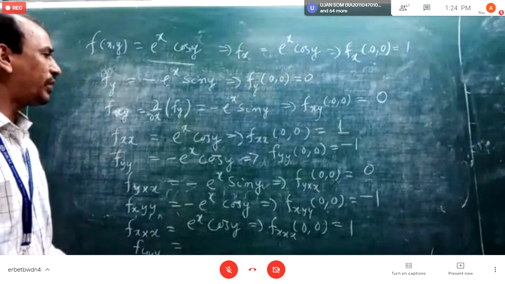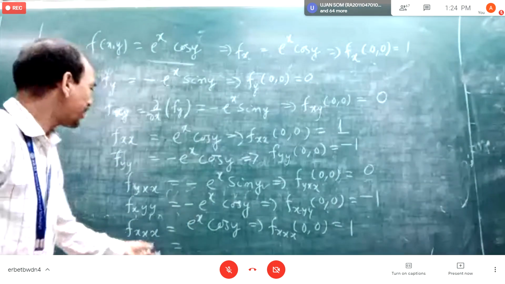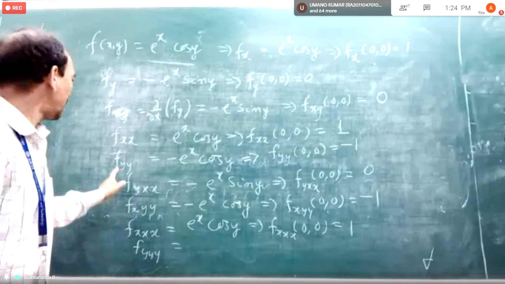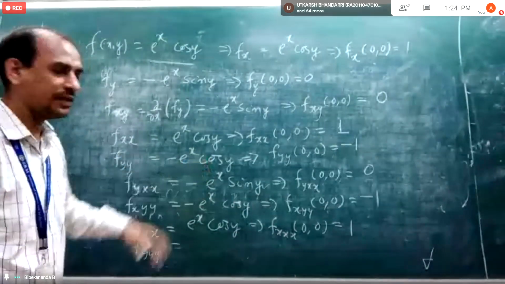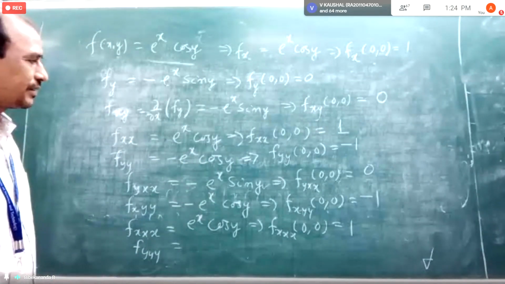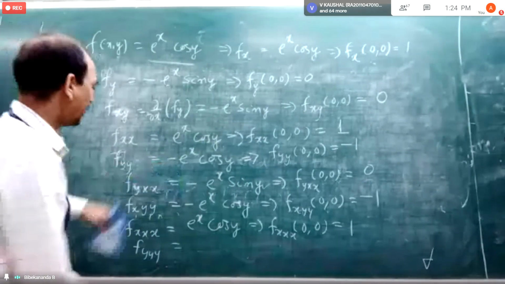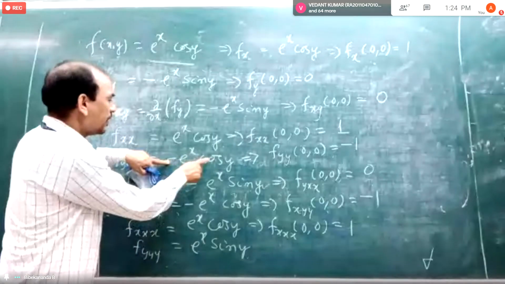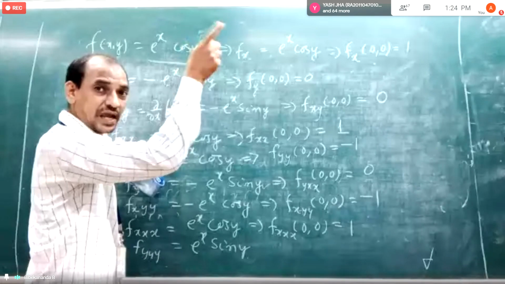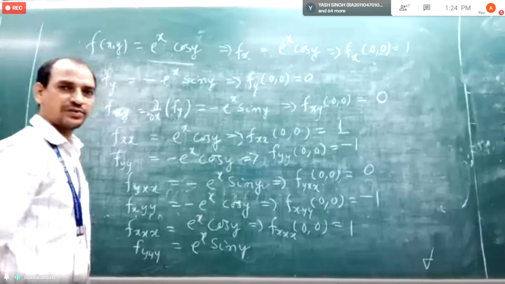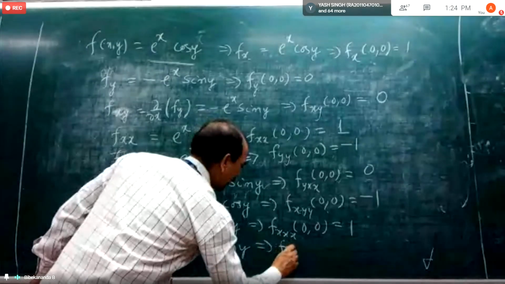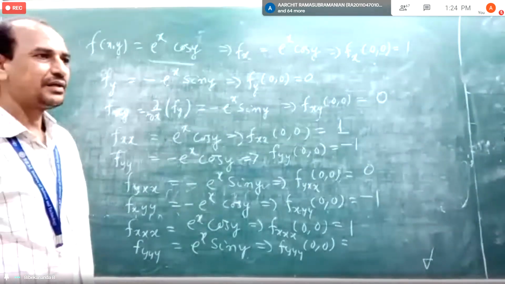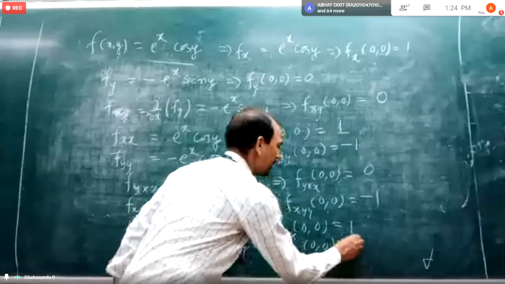What is the value of fyy? Fyy means you differentiate f double y with respect to y again. So what is the differentiation of fyy with respect to y? e to the power x sin y. The other term is 0, it is already there. The differentiation of cos y is minus sin y, so that minus and this minus will be plus. And that implies fyy at origin is equal to how much? 0.